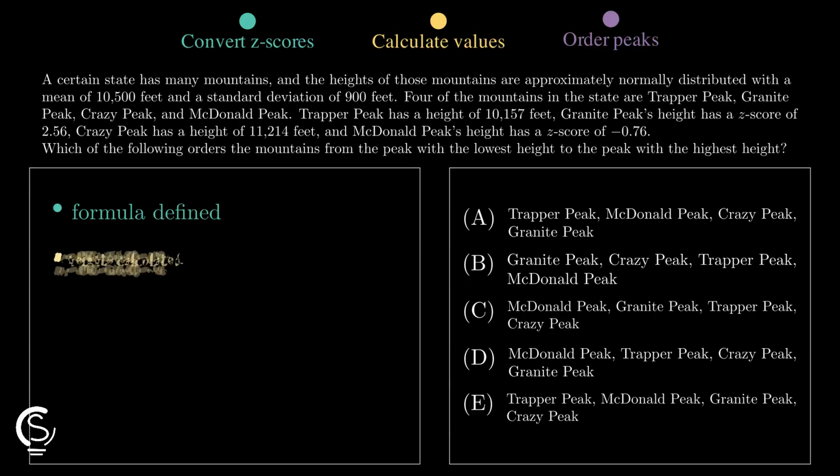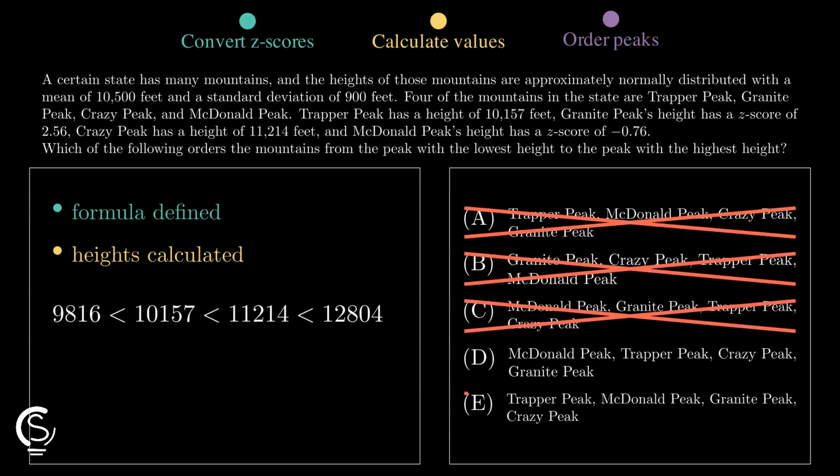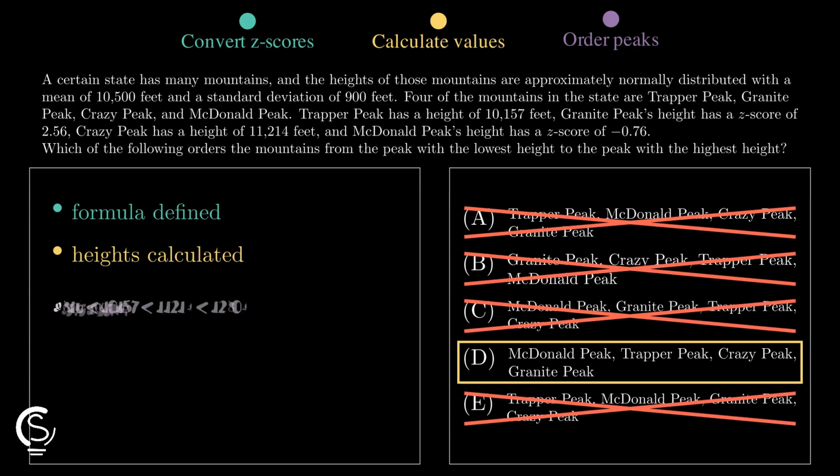Finally, list all 4 heights from lowest to highest: 9816, 10157, 11214, and 12804. This matches option D perfectly.